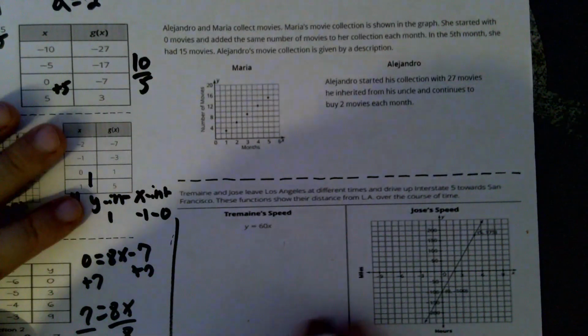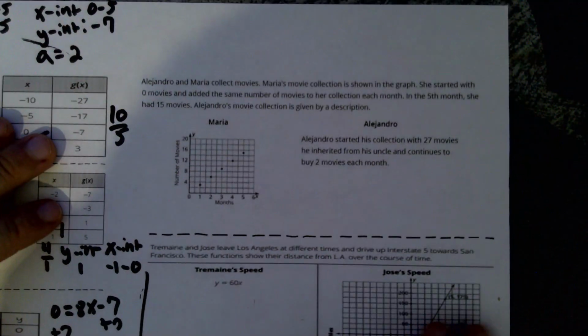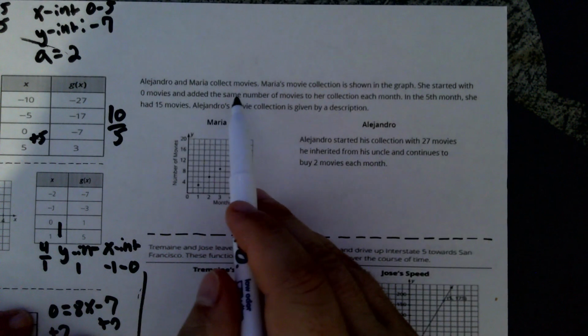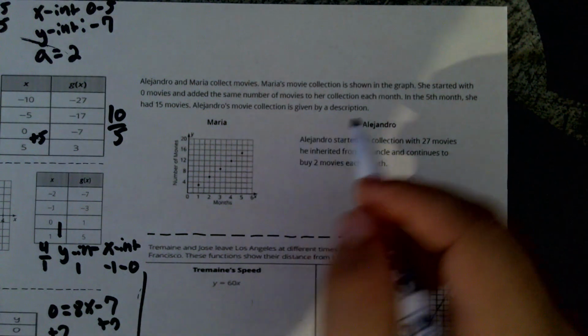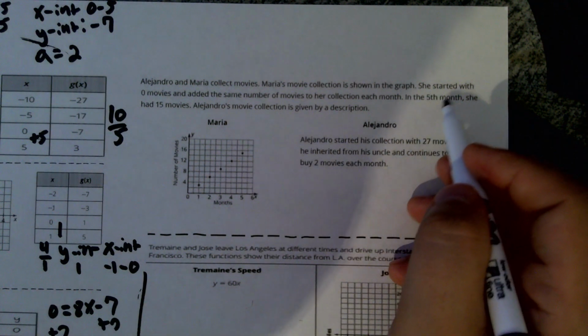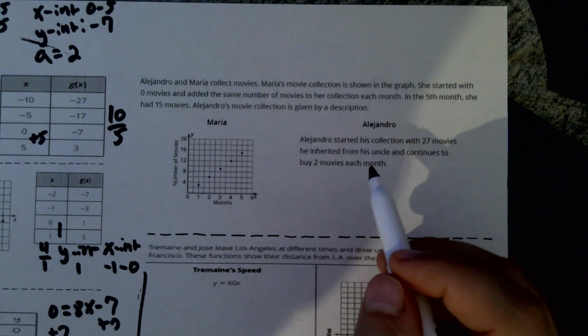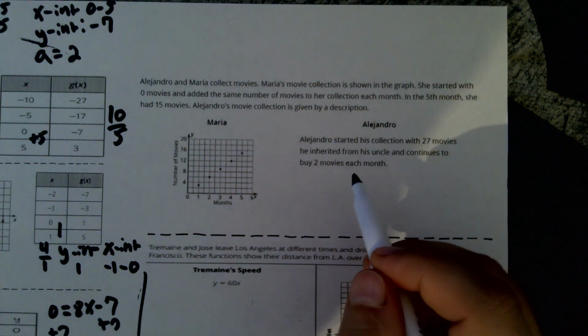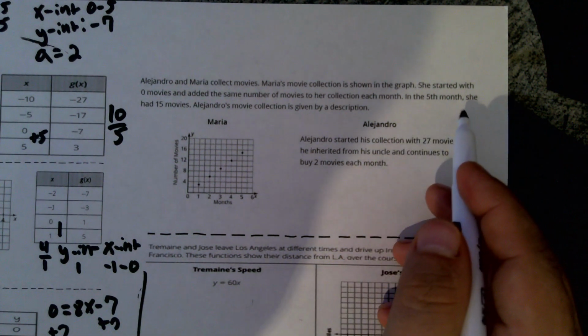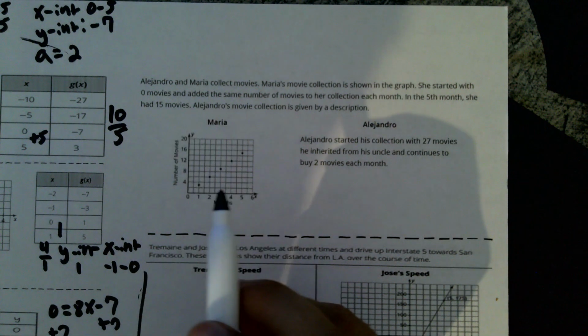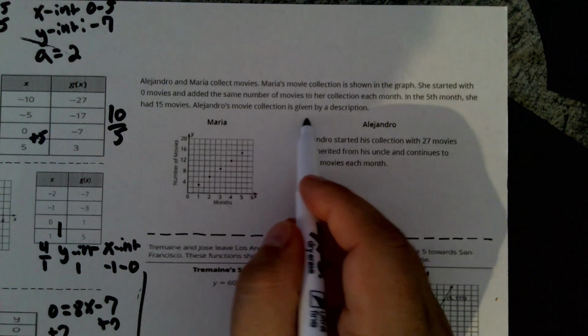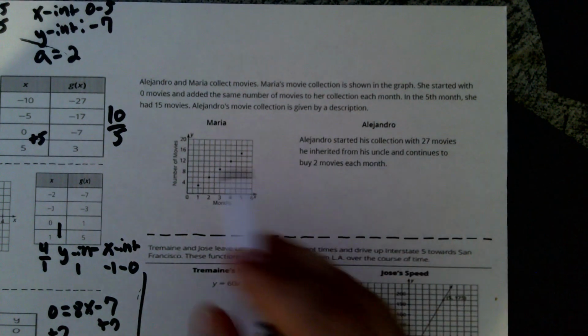Okay, let's come over to the right, and now we got some context. Alejandro and Maria collect movies. Maria's movie collection is shown in the graph. She started with 0 movies and added the same number of movies to her collection each month. In the 5th month, she had 15 movies, and Alejandro's movie collection is given by the description right here.